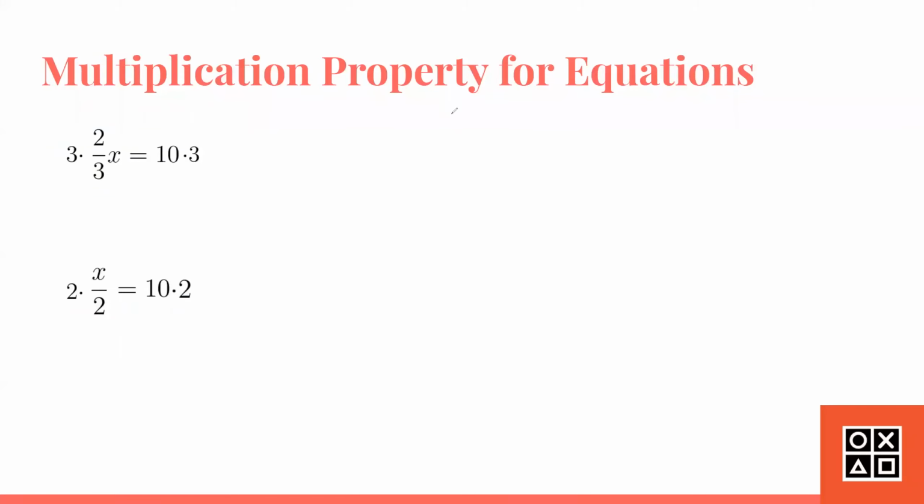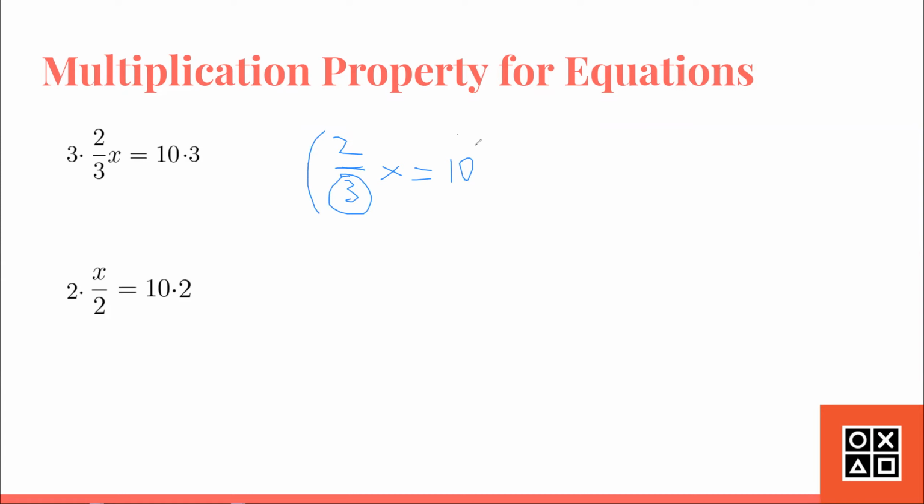Multiplication property of equality. So basically the main point is that if you have an equation 2/3 x equals 10, then to solve this, you would want to cancel out the denominator. So you would multiply the entire equation, make sure not to forget that, the entire equation by 3. So 3 and 3 cancel out, and then you also have to do 10 times 3.